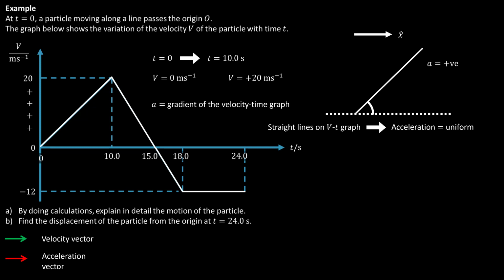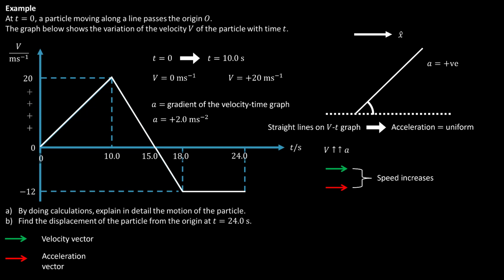If we calculate the gradient of the line over the interval 0 to 10.0 seconds, we obtain the acceleration equals plus 2.0 meter per second squared. So the plus means that the acceleration vector will point to the right in the same direction as our x hat. So a very important point to note here is that when the acceleration is in the same direction as the velocity, the value of the velocity increases, or in other words, the speed increases.